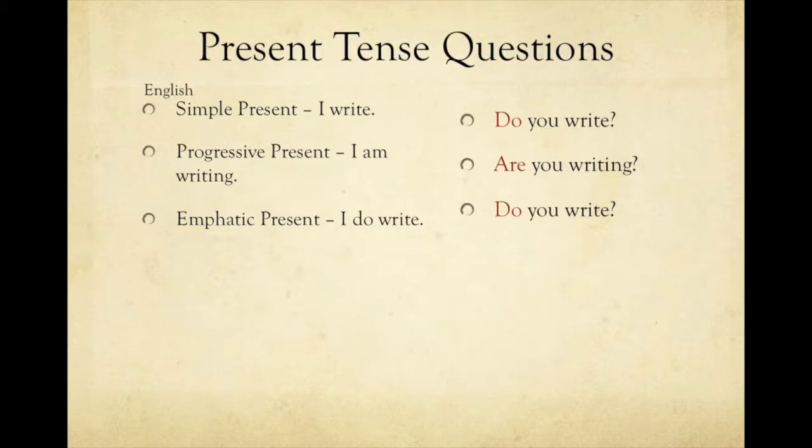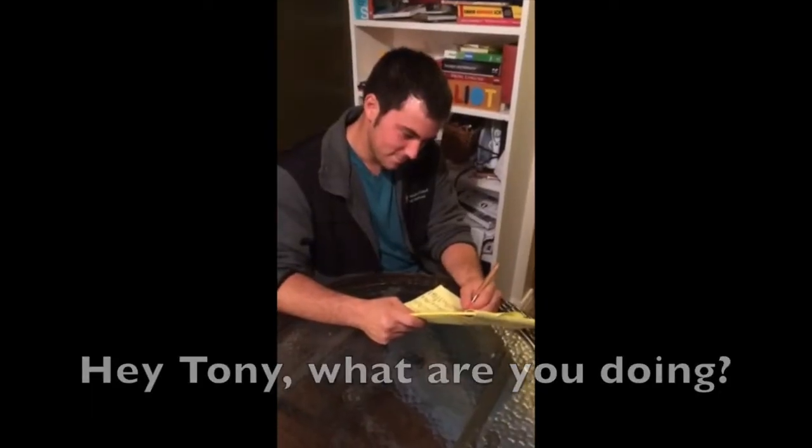In English, we use the progressive present tense to indicate what we are doing currently or right now. A question formed in the progressive present tense would use the helping verb to be, and then in this case it would be are, as in, are you writing, Herr Freitas? Yes, I am writing. Hey Tony, what are you doing?